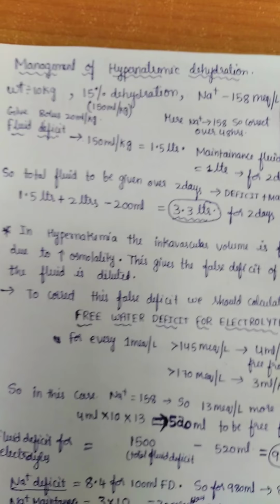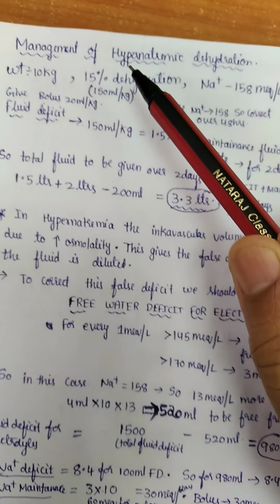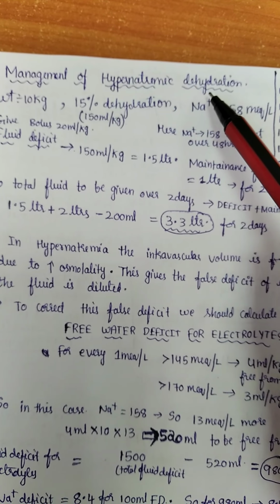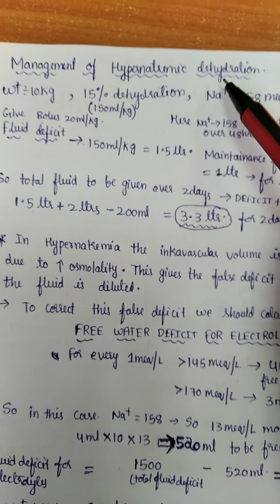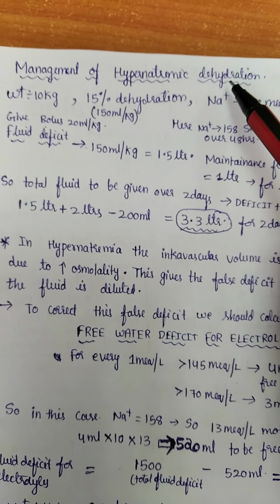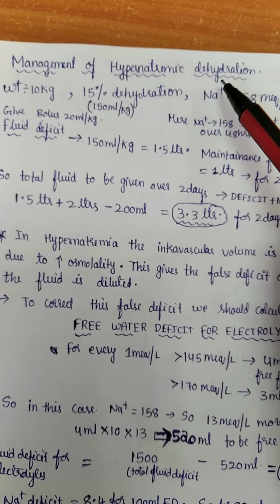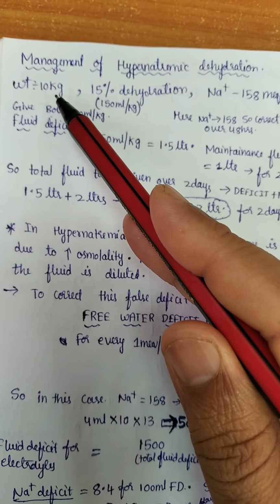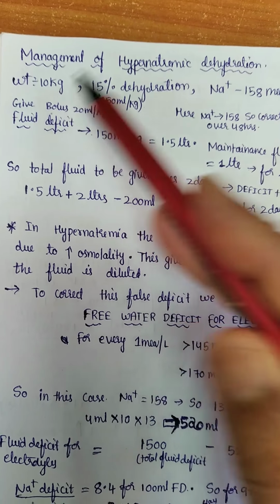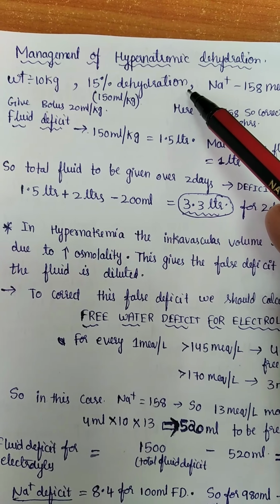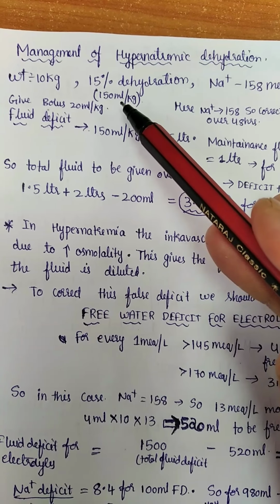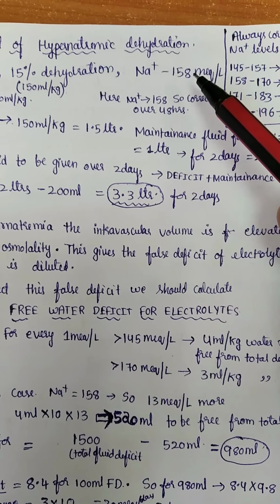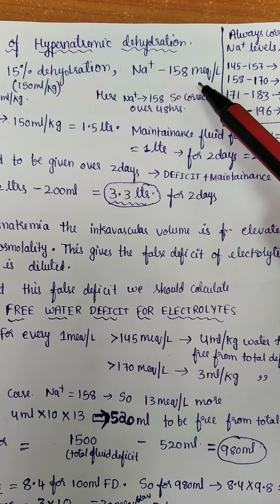Hi friends, now I will discuss management of hypernatremic dehydration. We all know what hypernatremia is: sodium more than 145 milliequivalents per liter. Here we will take a case scenario of a child weighing 10 kilos with 15% dehydration, that is, a fluid deficit of 150 ml per kg, and sodium around 158 milliequivalents per liter.